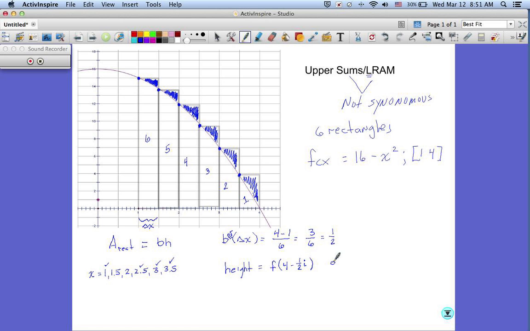Your other option here is you can say your height is f of 1/2 plus 1/2 i. Right? Again, think about it. When I plug in a 1 here, I'm doing a half plus a half, 1. Plug in a 2 for rectangle number 2, I get a half plus 1, which is 1.5. Plug in a 3, half plus 1.5 is 2. All the way up to the 6th rectangle, I'm plugging in a half plus 3, or 3.5.